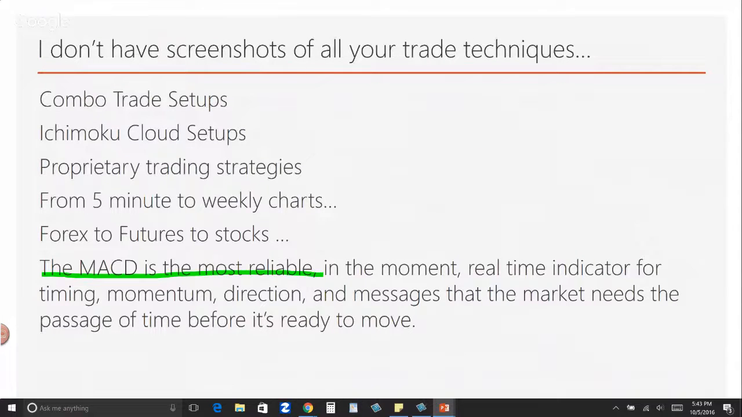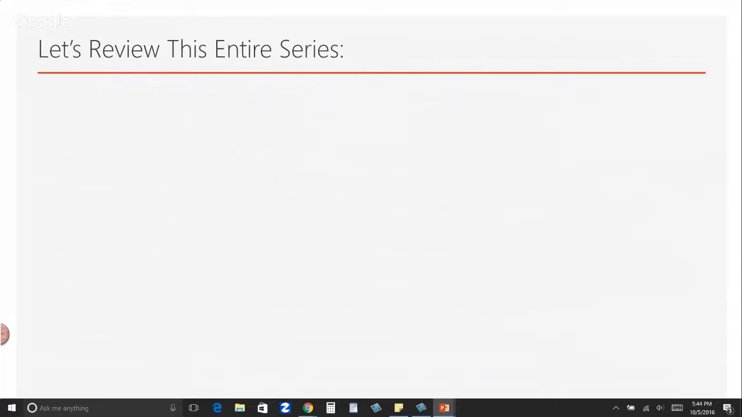All right, now I don't have screenshots of all your trading techniques, but here are a few that have come to mind. Of course, combo trade setups, Ichimoku clouds. My trading partner trades the clouds. Proprietary trading strategies are endless. There are 5-minute to weekly charts for analysis, and for trading there is Forex to futures to stocks. The MACD is the most reliable, in the moment, real-time indicator for timing, momentum, direction, and messages that the market needs the passage of time before it's ready to move. Have I convinced you that it's time to use the MACD yet?